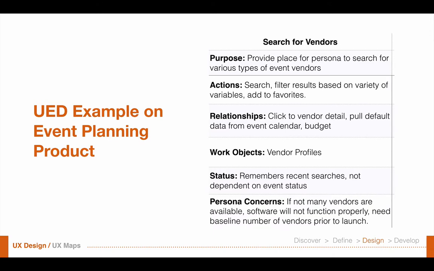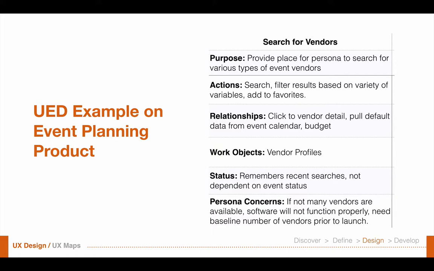So basically our purpose is to provide a place for the persona to search for various types of event vendors. When they come to this focus area, they have to search for a variety of vendors and then filter through the results based on the variables, and then maybe add one or two to their favorites, and then use those as the real vendors they choose for the event.